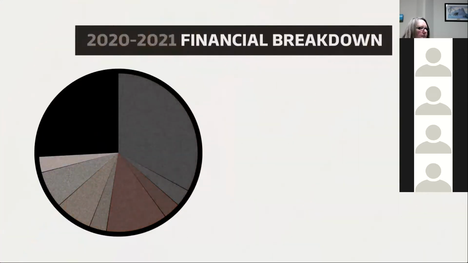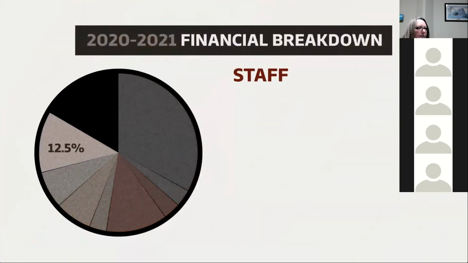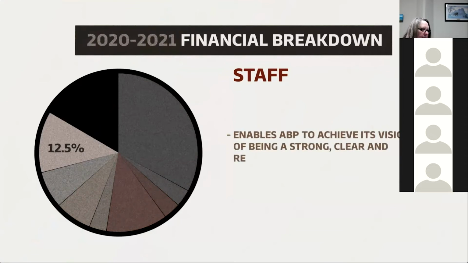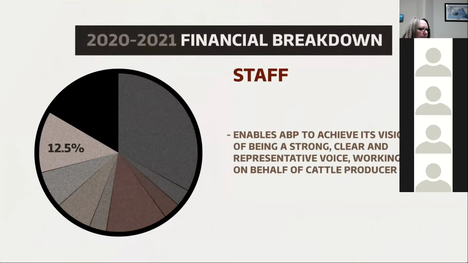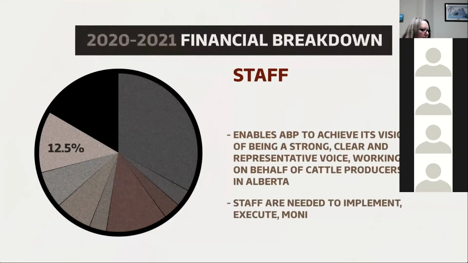12.5% is allocated to staff associated with programs. In order for ABP to achieve its vision of being a strong, clear, and representative voice working on behalf of cattle producers of Alberta, staff are needed to implement, execute, monitor, and report on programs.